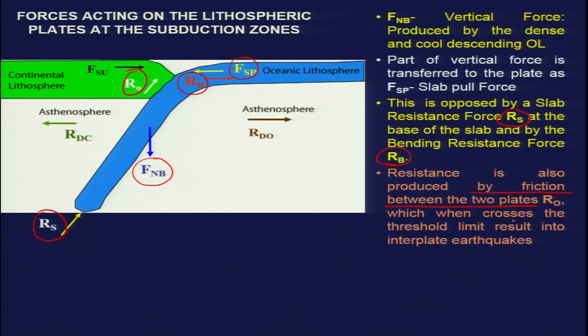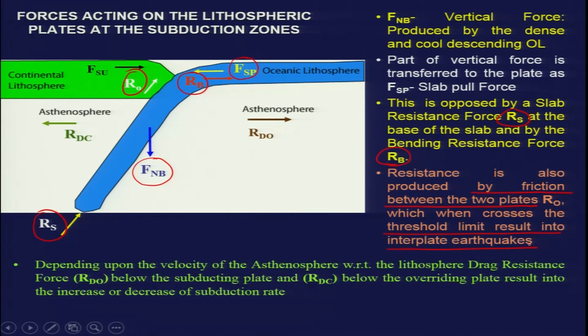So when this crosses the threshold limit, this will result in the interplate earthquake. Depending upon the velocity of the asthenosphere with respect to the lithosphere, the drag resistance forces, RDO, which is this one below the subducting plate, and RDC, which is below your overriding plate, result in an increase or decrease in subduction rate. So this too will definitely affect the velocity of the plates.